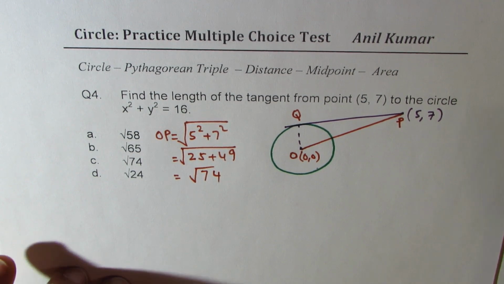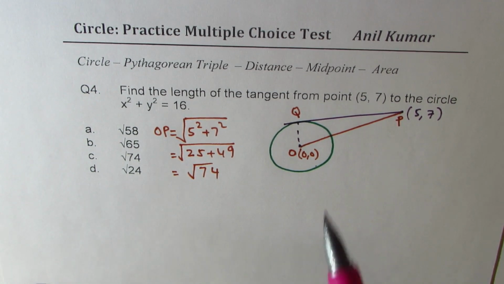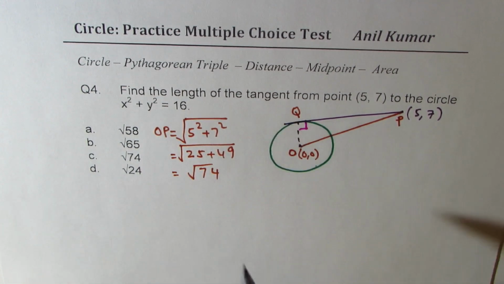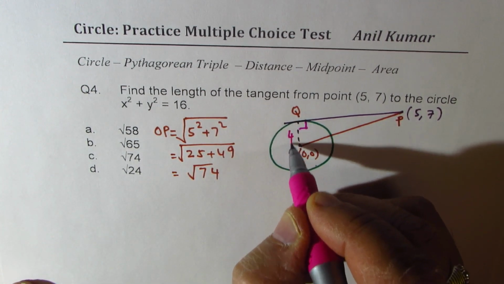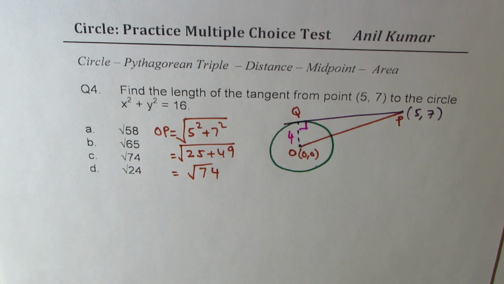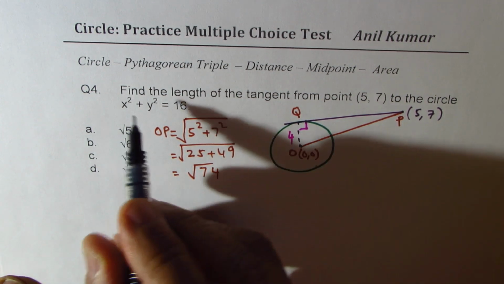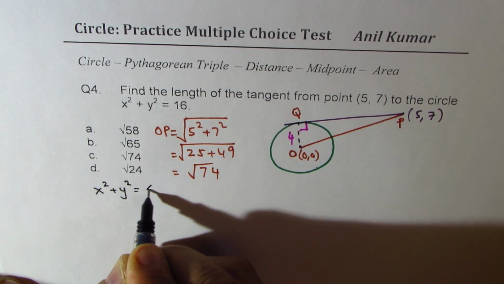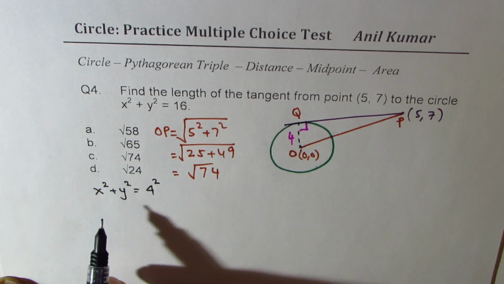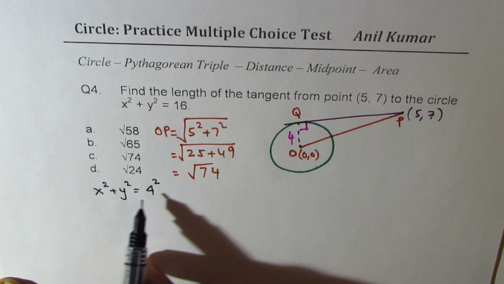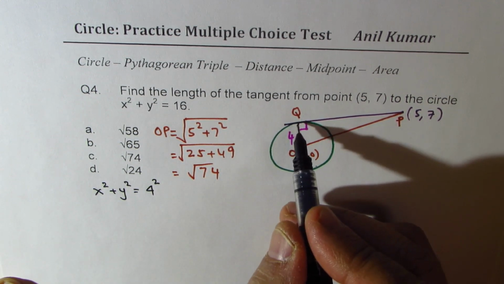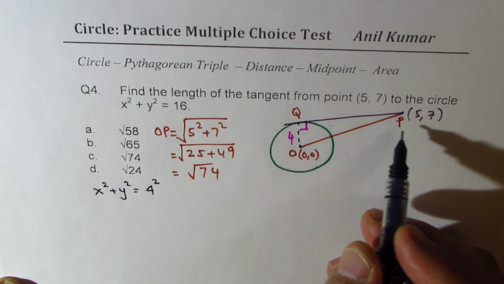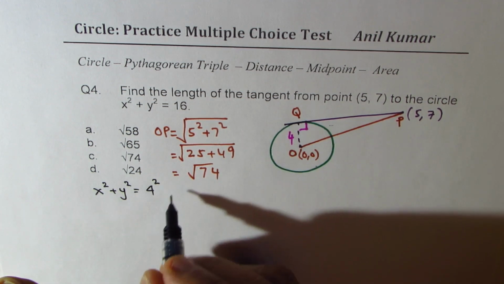Now the tangent is always going to make 90 degrees with the radius. And how much is the radius? Radius is 4 units, right? Since the circle given to us is x squared plus y squared equals 4 squared. So that is the equation of a circle through the origin. Radius is 4. So we know this side is 4. So clearly, using the Pythagorean theorem, we can find what PQ is.